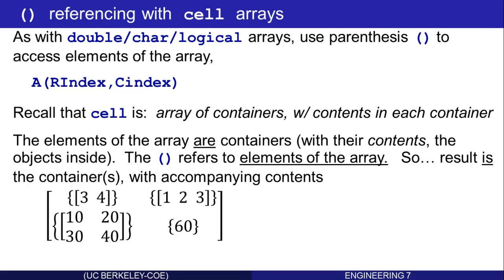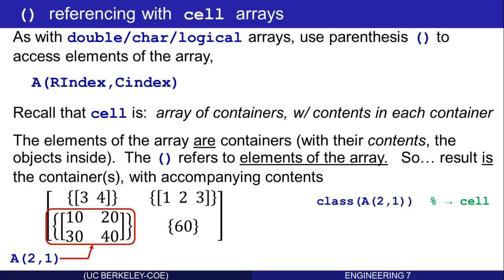For example, this is a cell array that we've been referring to over the last few slides. If we make the reference A(2,1) with parentheses, that means the 2-1 container with its contents. So notice that the container is what comes along with this reference. So the class of A(2,1) is not double. It's not the 2x2 double array that is the contents of that, but it actually is a cell array. The size of it is 1x1.